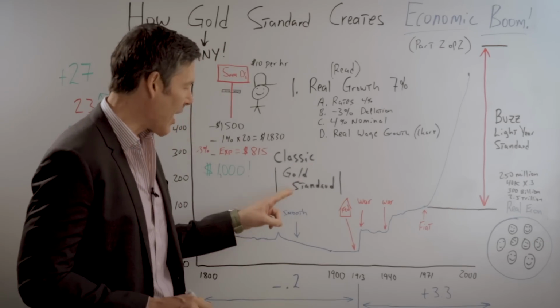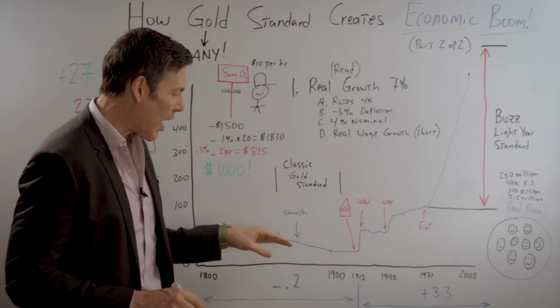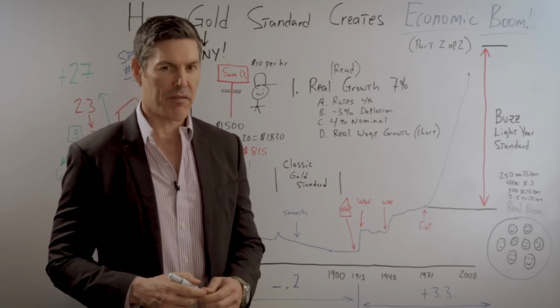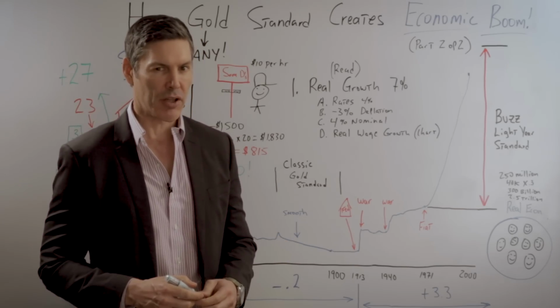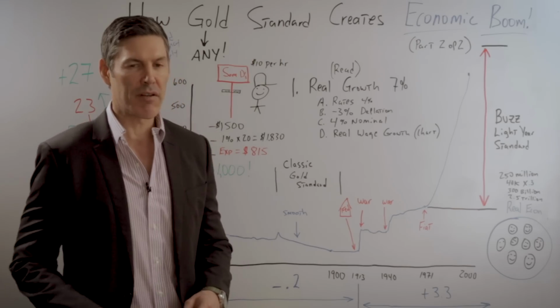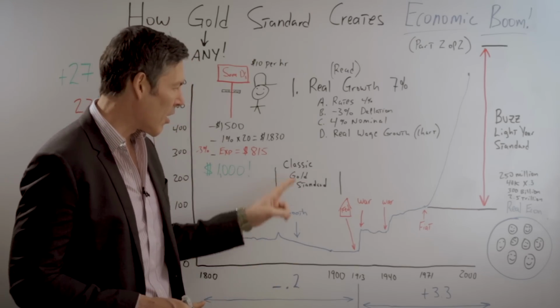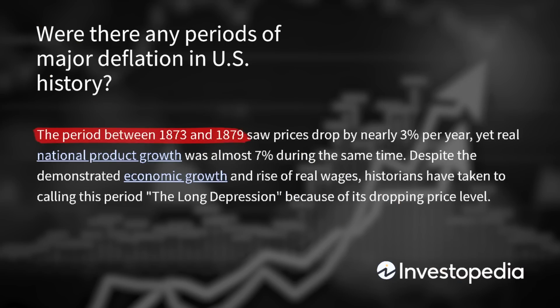So during the classical gold standard, we obviously didn't have inflation. But what did the rest of the economic numbers look like? For that, let's go to an Investopedia article that hones in specifically on this time frame. They used the period between 1873 and 1879 as a proxy. During this time, prices dropped by nearly 3% per year.